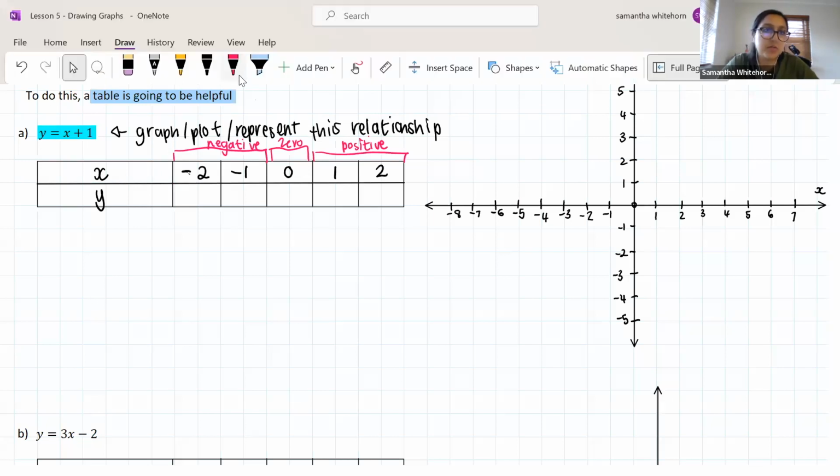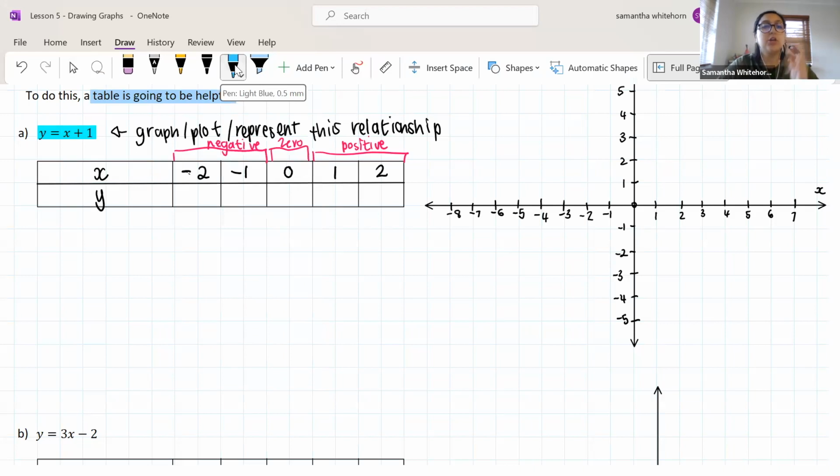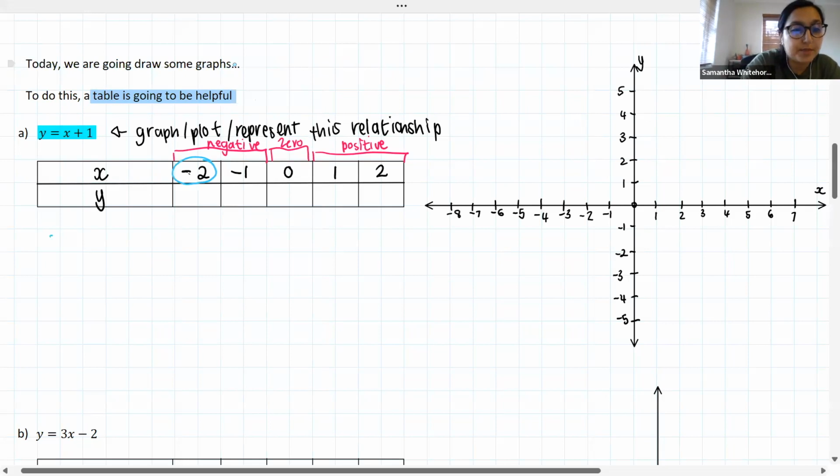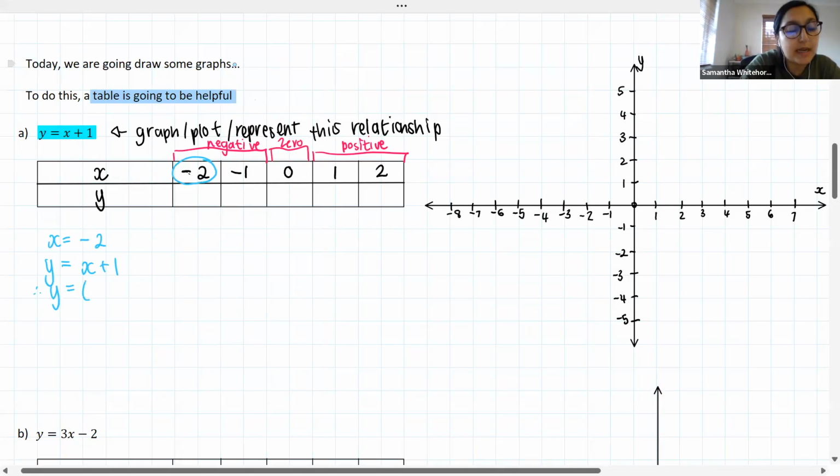Right, so guys, what we want to do is we now want to find these output values. So great, we've got inputs, but that doesn't help me to draw a graph. I need the output. So remember, what we do is we take our input value and we use substitution. So if I've got x equals -2, I know that my rule is y equals x plus 1. So I'm going to use substitution and replace x with that -2 in order to find y. So now I have -2 plus 1, which gives me -1. And so my output value here is -1.